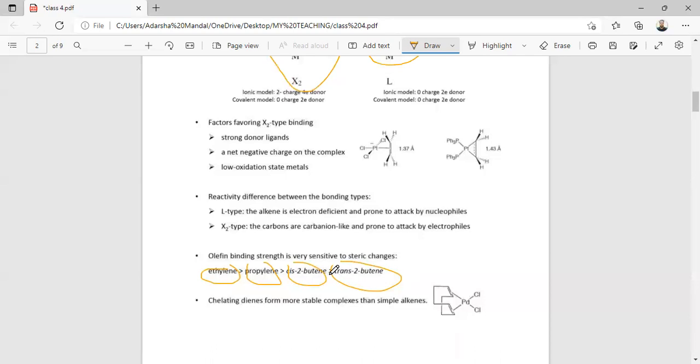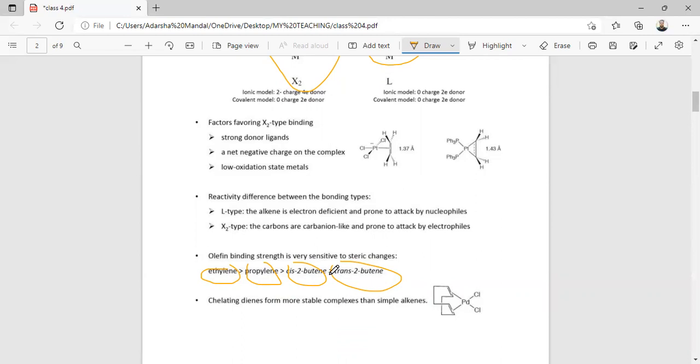And chelating dienes such as cyclobutadiene and norbornadiene show stabilization resulting from the chelate effect. However, it may be noted that this can be displaced from the metal by stronger coordinating ligands such as phosphine. And complexes with cycloalkenes, which have strained rings, display increased stability.